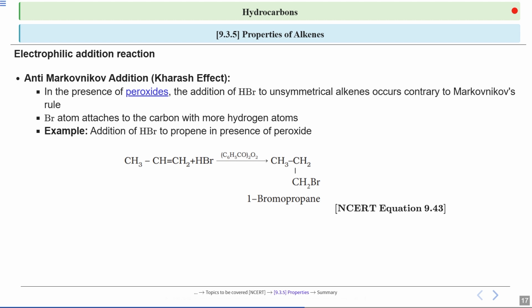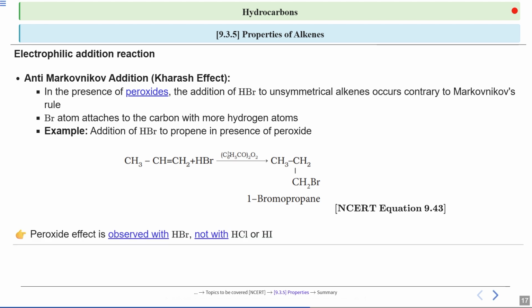Let me take an example. Suppose we are taking the addition of HBr to propene. But what is the way to do it? I said it, you have to use the peroxide. What is the peroxide that is used here? It is benzoyl peroxide, C6H5COO whole twice, under which is O2. So this is your peroxide, and in the presence of this peroxide, your Br is getting added onto the last carbon. So here we are getting 1-bromopropane as the major product rather than 2-bromopropane, which was seen in the case of Markovnikov addition. This is a very important distinction which you should notice.